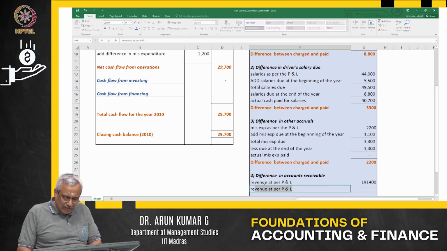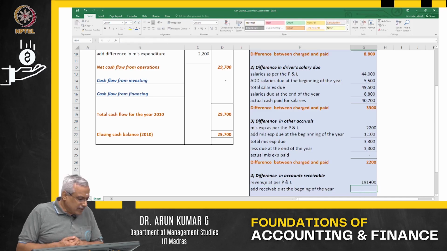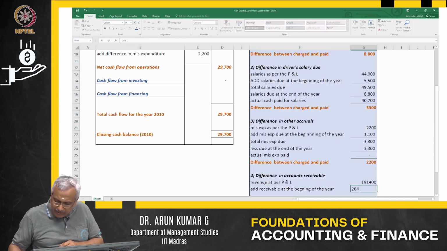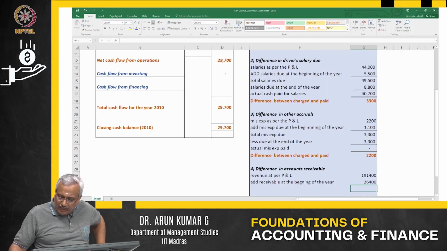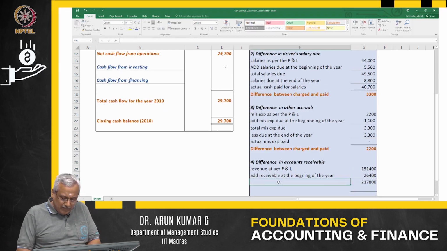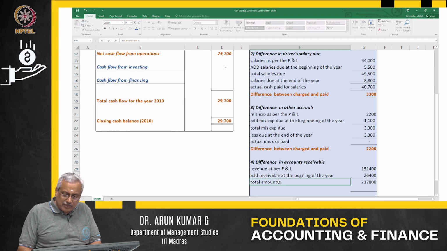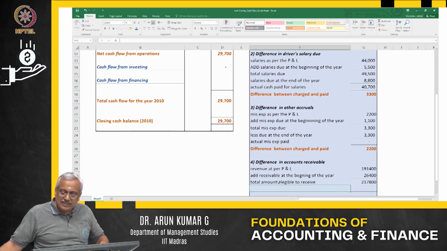What is the receivable? Add receivable at the beginning of the year. What is the receivable at the beginning of the year? 26,400. You can check out here, 26,400. What is the total amount that I am eligible to get? The total amount that I am eligible to receive is 2,17,800.